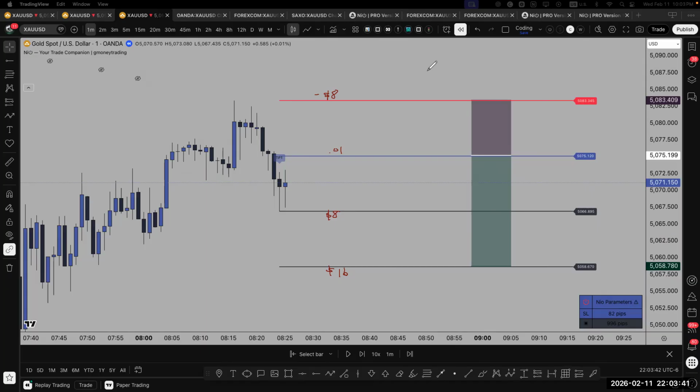There are 20 trading days in a month. Let's say we get $16 every single day. How much is that? 20 times 16. That is $320.